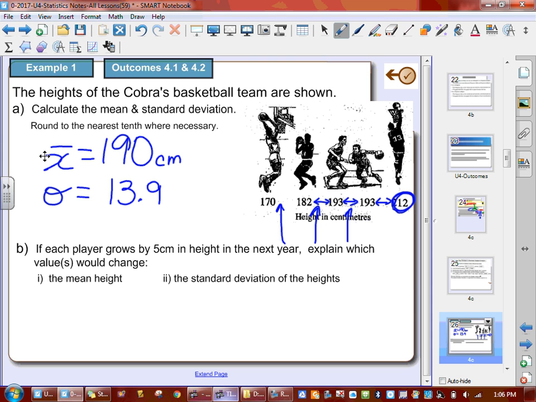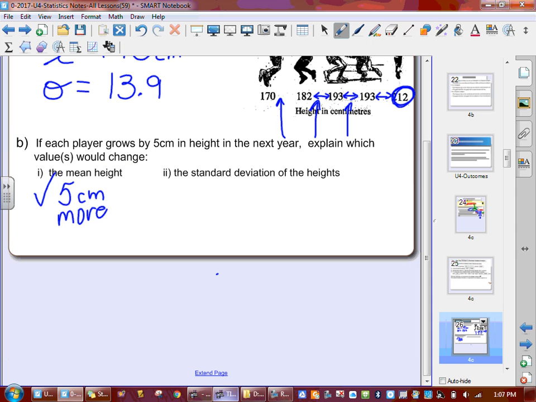Now, on letter B it says, what if every player grew by 5 centimeters? Is that going to change the average height? Yeah. Their average height would be 5 centimeters bigger, right? So the average height, so the mean height, yes, it would change. It would be 5 centimeters more. Okay, if everybody grew 5 centimeters, well, it's going to grow 5 centimeters. Okay?